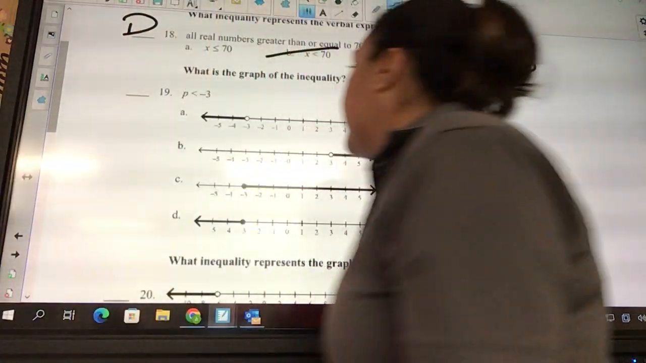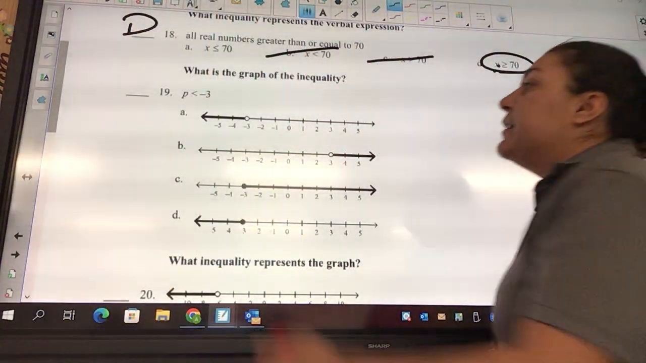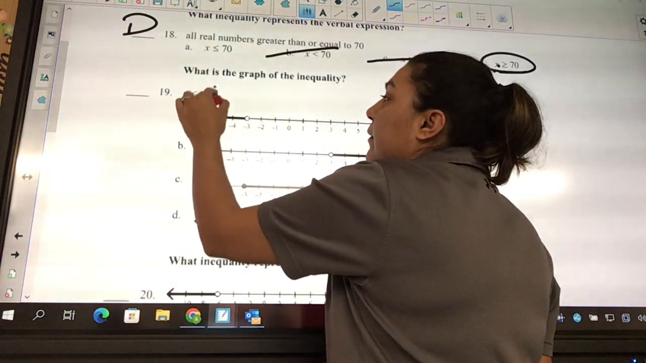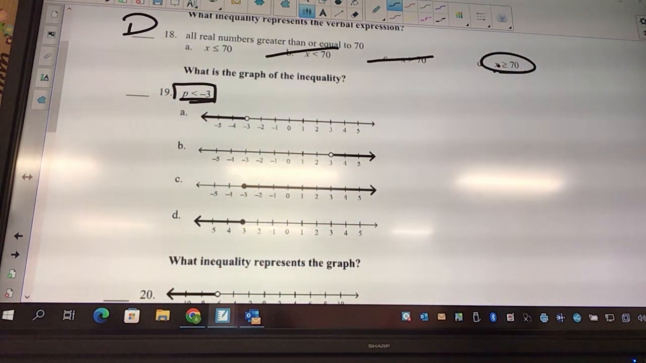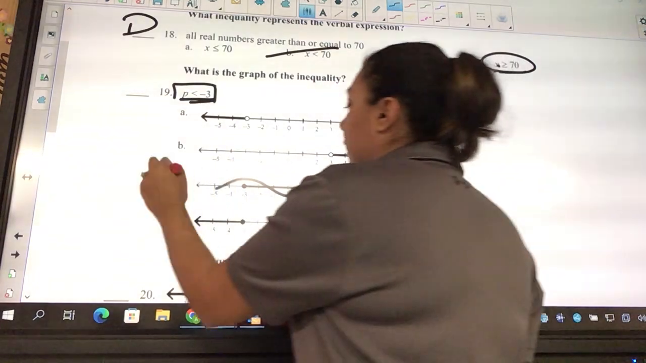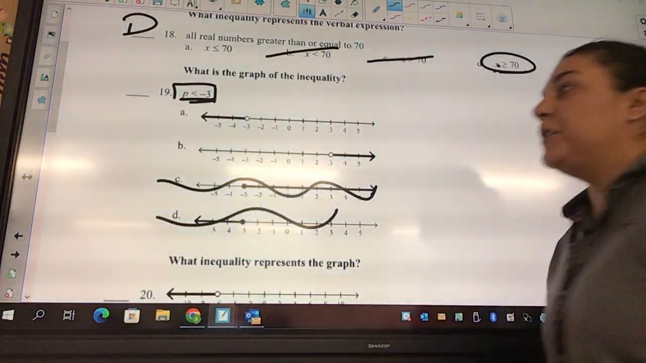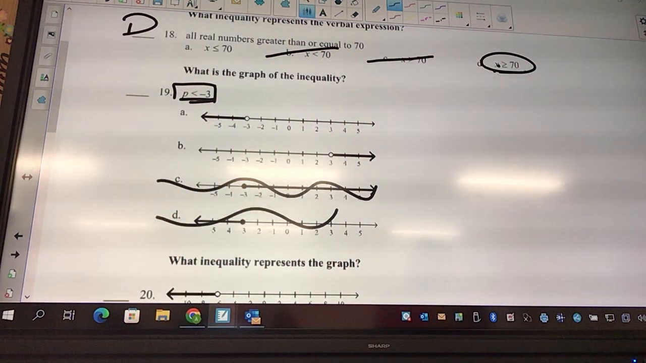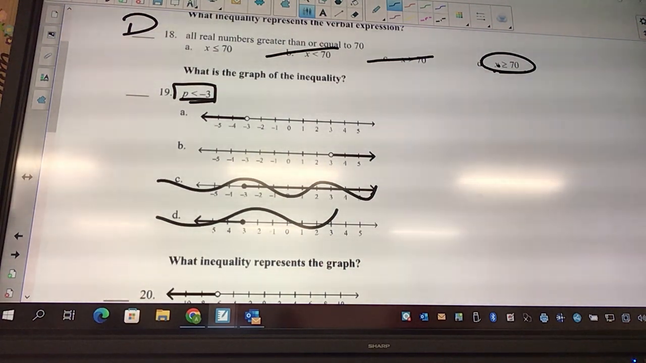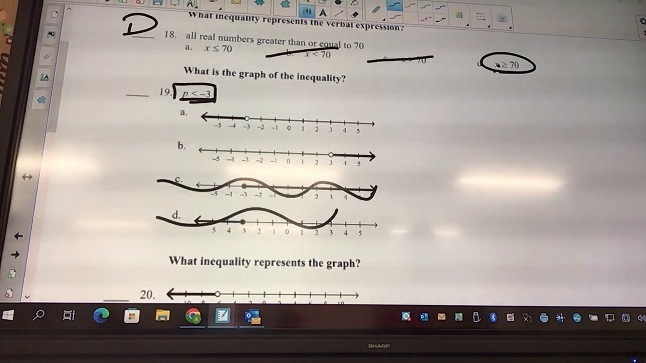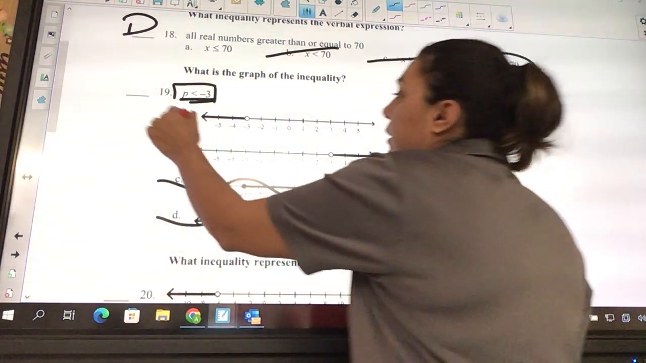Okay, 19. Is this sign open or closed? Open. What can you eliminate? C and D. Your best bet on these is to eliminate. What's the difference between A and B? Take a second and look at it. One is positive 3, one is negative 3. What should ours be on? Negative 3. So there's really no work required. It's going to be A.